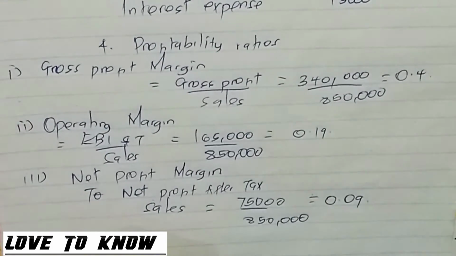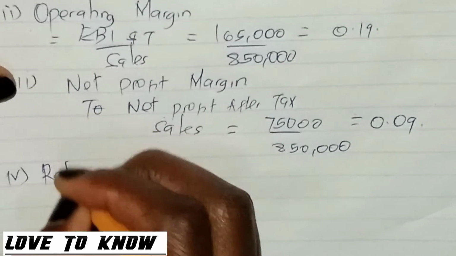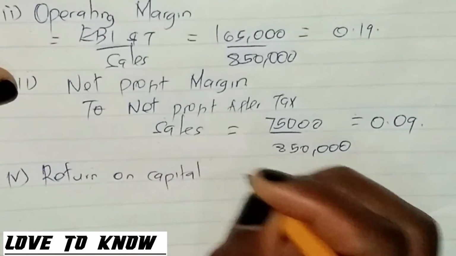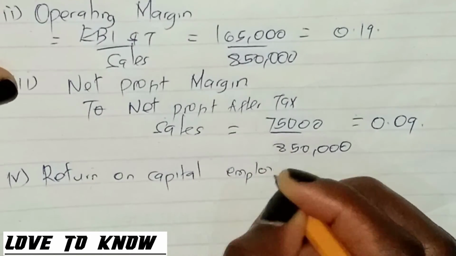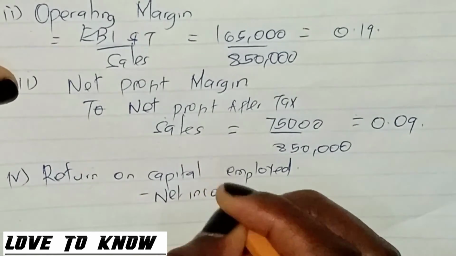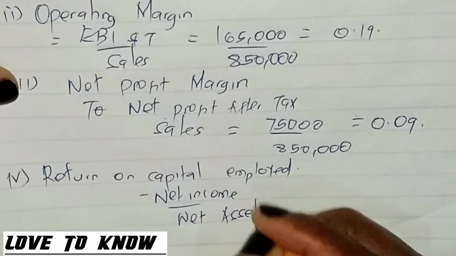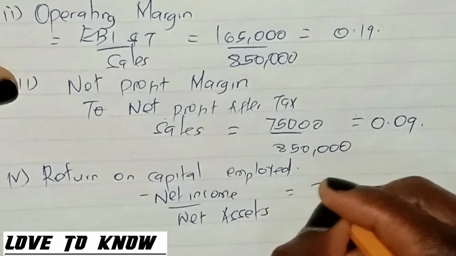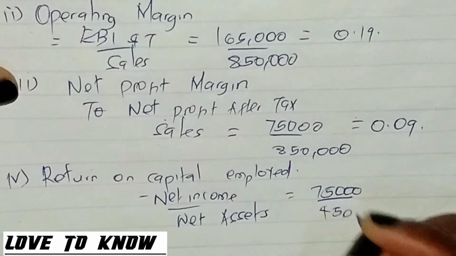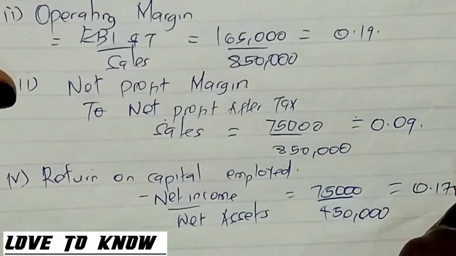The next type is the return on capital employed. This is calculated by dividing the net income with the net assets. And this will be 75,000 divided by 450,000. This gives a ratio of 0.17.